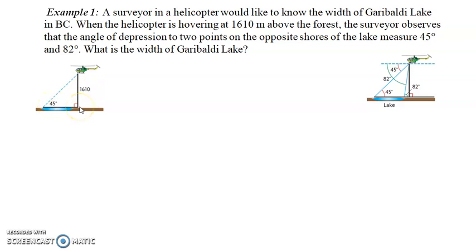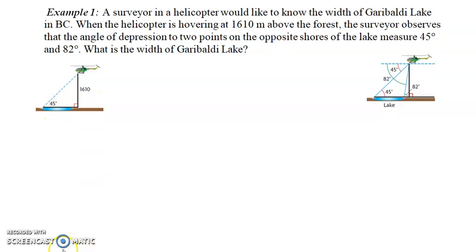So you could calculate that, but that obviously is going to be an isosceles triangle, and the distance from here to here will also be 1610. But you could calculate that using the tangent. But some people would recognize that that would also be 1610.